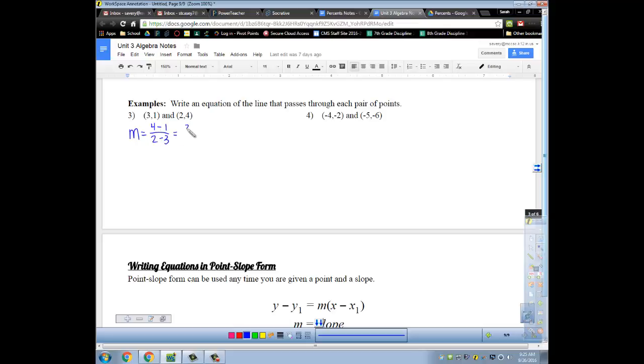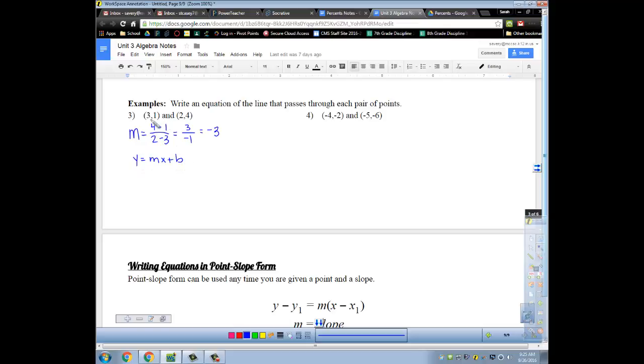4 minus 1 is 3. 2 minus 3, negative 1. So 3 divided by negative 1 is negative 3. So if you can simplify your slope, please do. It'll make your life easier. Then we're going to actually do the same steps that we did with examples 1 and 2. So I'm starting off with y equals mx plus b.